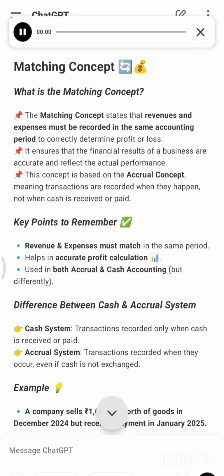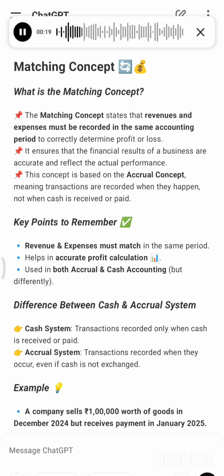Matching concept. What is the matching concept? The matching concept states that revenues and expenses must be recorded in the same accounting period to correctly determine profit or loss. It ensures that the financial results of a business are accurate and reflect the actual performance. This concept is based on the accrual concept, meaning transactions are recorded when they happen, not when cash is received or paid.